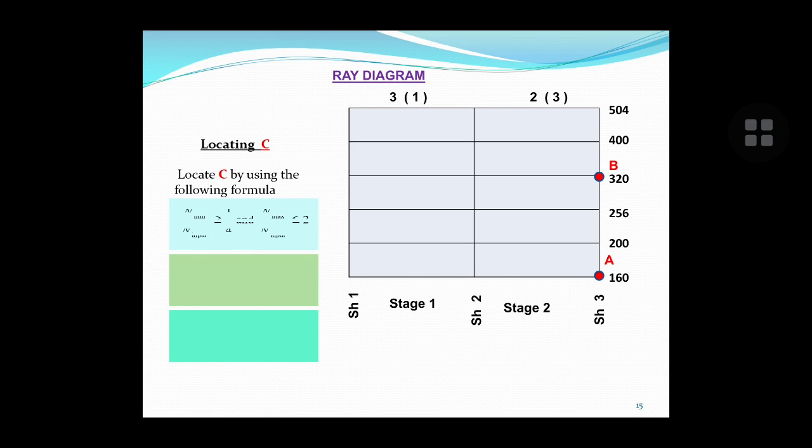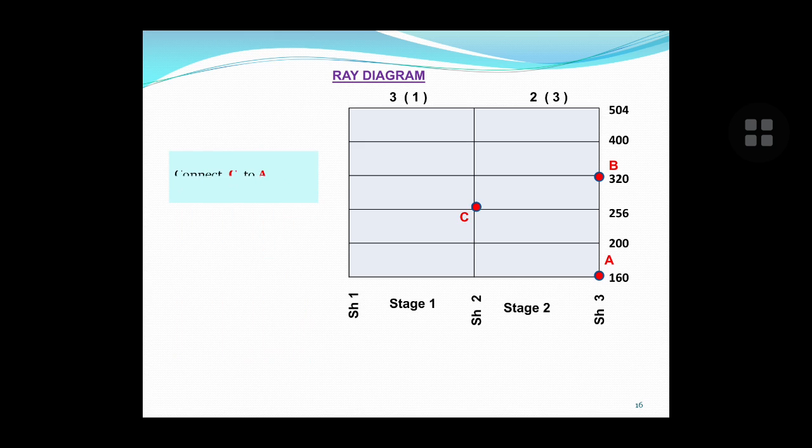Now I have to locate the input speed. For that the condition is n min by n input greater than or equal to 1 by 4, and n max by n input less than or equal to 2. In this condition, n min is 160, so n max equals 320. Substituting here, we find the n input value, which is 256. Now just connect those lines.